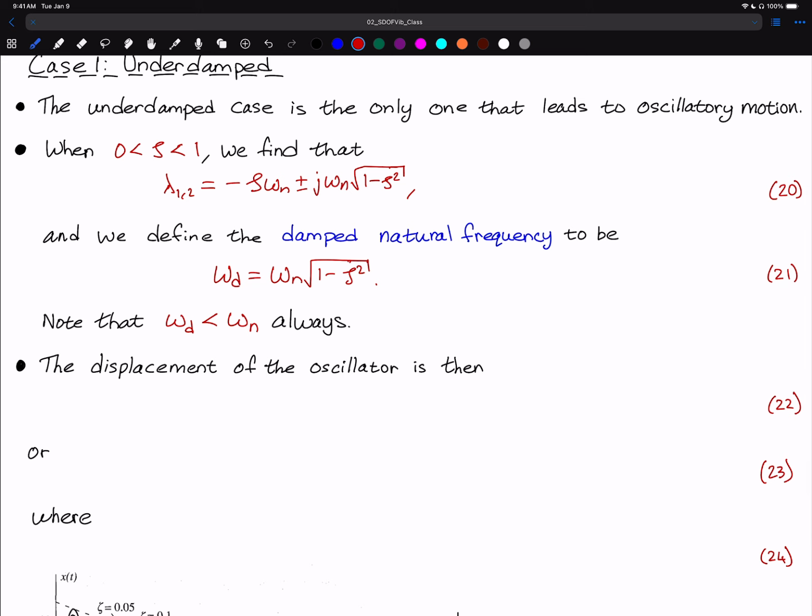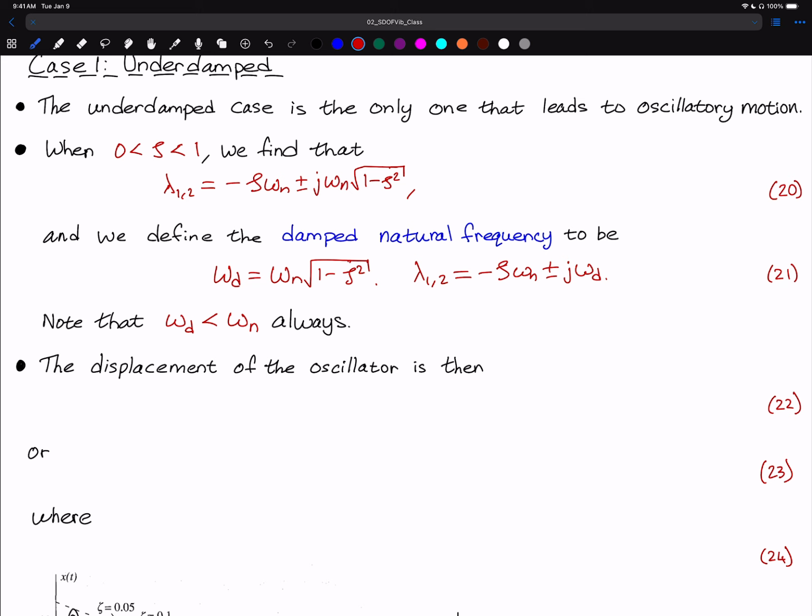And that is the damped natural frequency. Note that the damped natural frequency is always going to be smaller than the natural frequency. So then we can write here that lambda 1, 2 will be equal to minus zeta omega n plus or minus j times omega d.